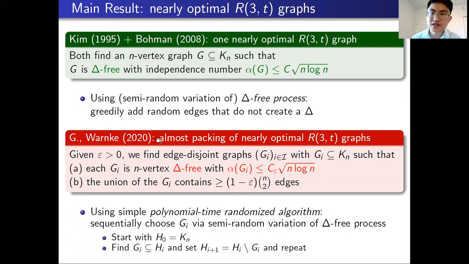And here is our contribution. Instead of finding just one nearly optimal R(3,t) graph, we find an almost packing of nearly optimal R(3,t) graphs. I mean, for any epsilon greater than zero, we can find a collection of edge-disjoint graphs Gi in the complete graph Kn, such that each graph Gi is an n-vertex triangle-free graph with controlled independence number. So each graph Gi is similar to what Kim and Bohman found. But secondly, we can show that the union of the graphs Gi in this edge-disjoint collection contains at least a one minus epsilon fraction of the edges of the complete graph Kn.